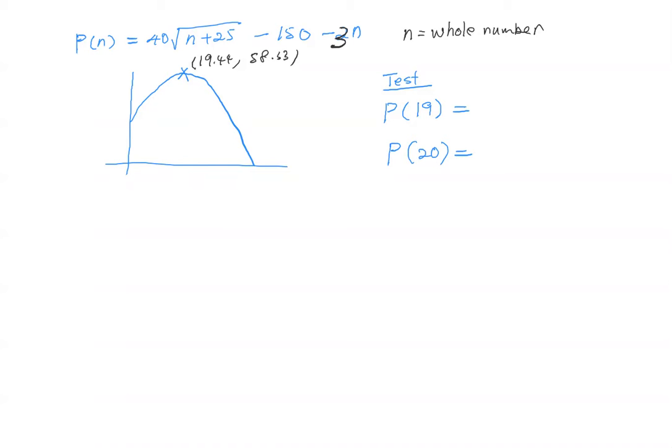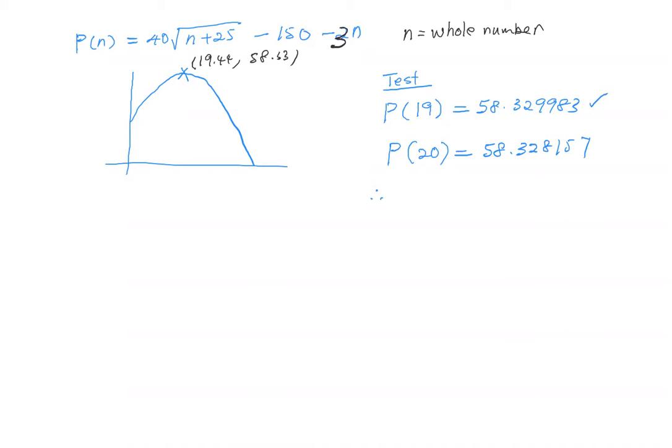You change the value of X to 19. This one I got 58.329983. And if I put 20, I got 58.328157. So now which one will give you a higher profit? You have to make a conclusion. So definitely this one, even though the difference is small.